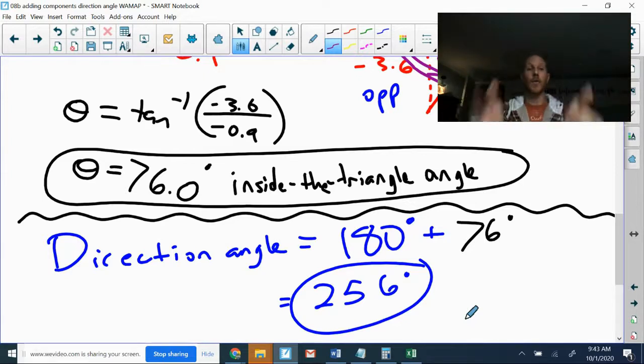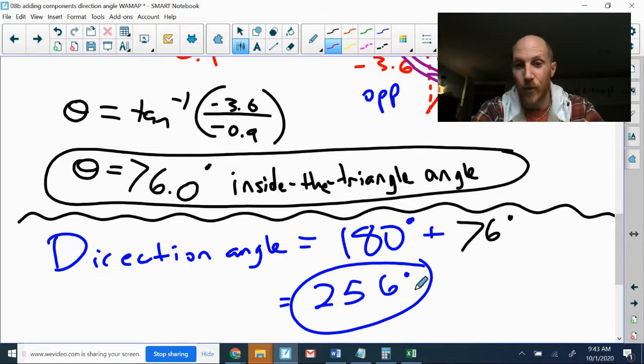Yay! And if there were decimals, I would keep track of my decimals, according to what the directions say. I had 76.0, so I've just left off my significant figures, which probably is bad practice, but it's a 256.0 because this was 76.0.